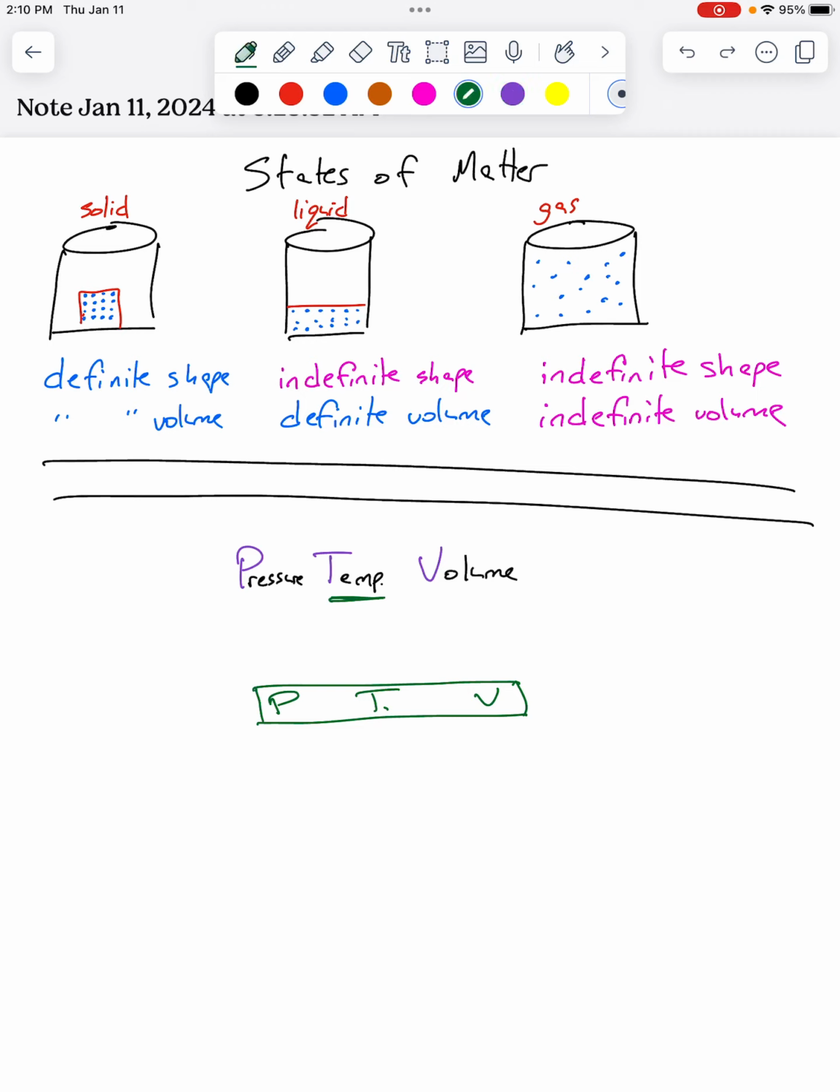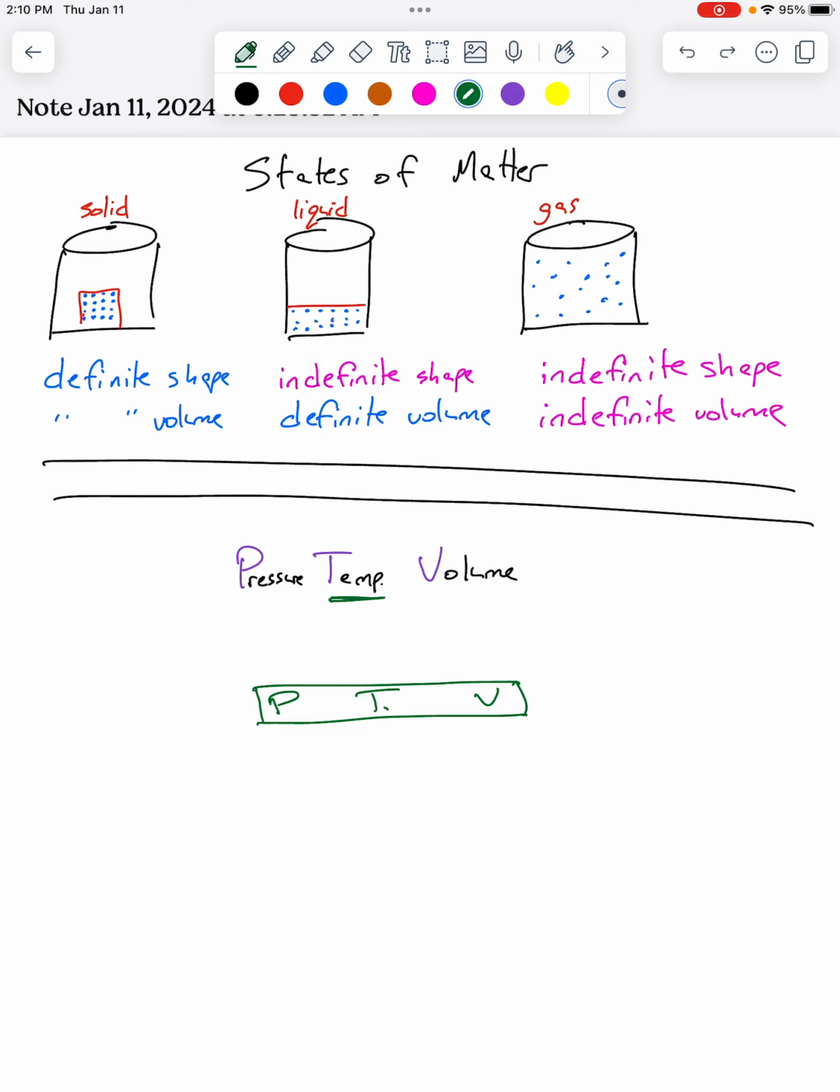So we're talking about states of matter. That means the state at which the matter is in. By state, we're talking about solids, liquids, gases, or even plasmas, but we're going to stick with these main three. Plasmas you can kind of describe as a charged gas, but we're going to stick with these three.